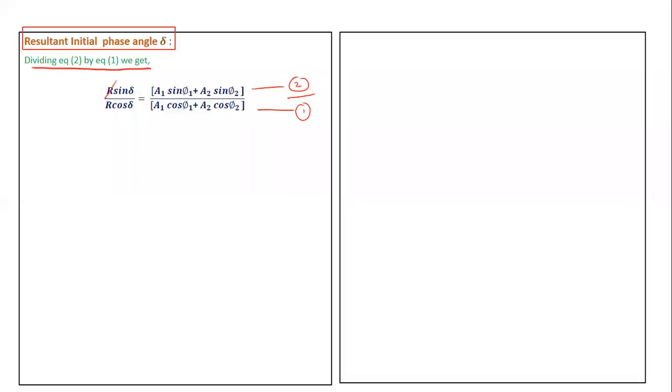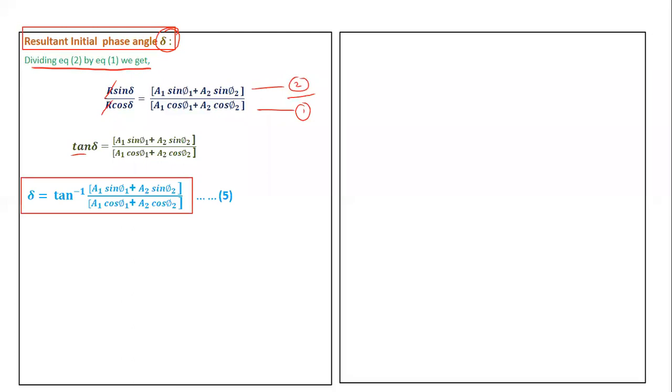Then here R gets cancelled. Sine divided by cos is tan. So tan delta we get on the left hand side, right hand side as it is. But we have to find out the phase delta, so we transfer tan to this side. So we get delta is equal to tan inverse, in a bracket, a1 sin phi 1 plus a2 sin phi 2 divided by a1 cos phi 1 plus a2 cos phi 2. And this is the expression for resultant phase.